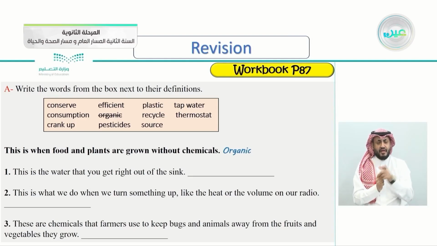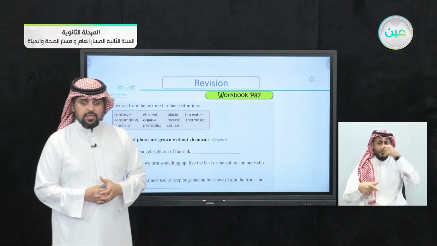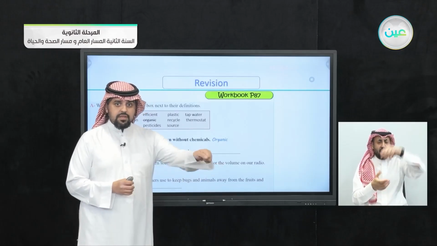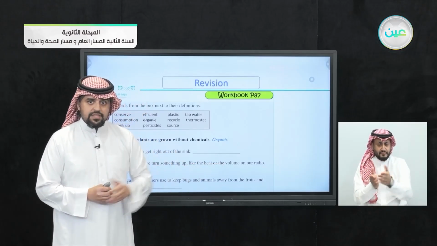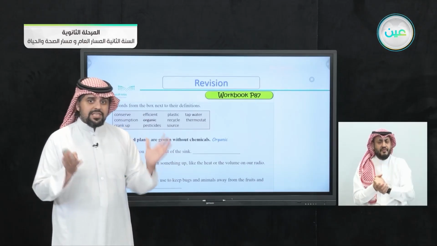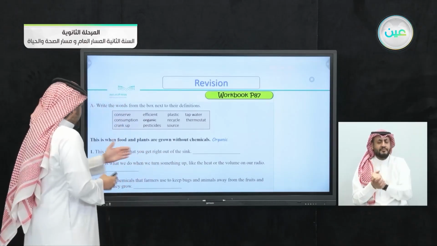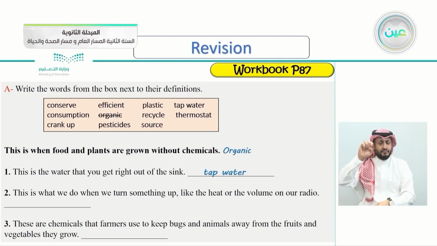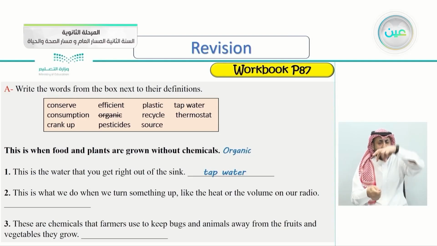This is the water that you get right out of the sink, from the faucet, when you turn the faucet on. So what do we call this kind of water? Let's check the answer together. Yes, we call it tap water. When someone says tap water, it means the water that comes out of the faucet from the sink.